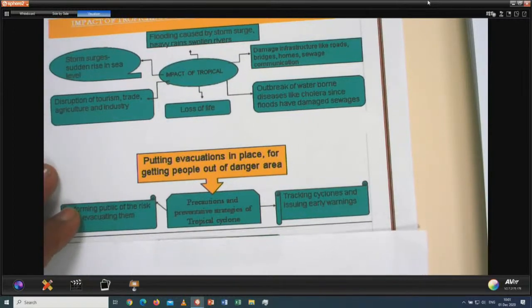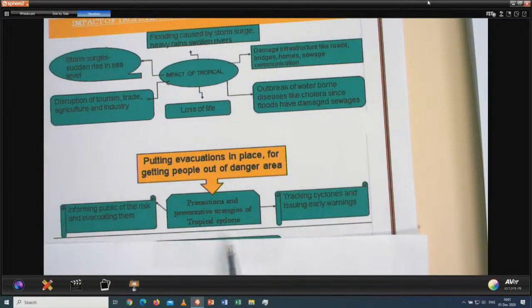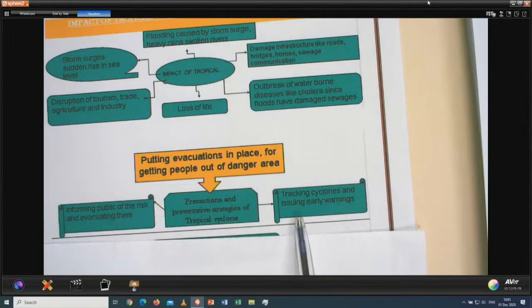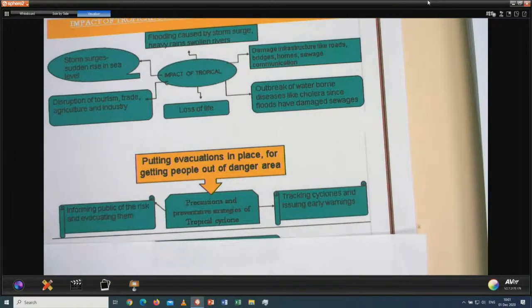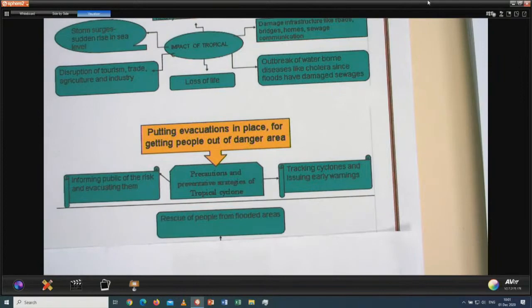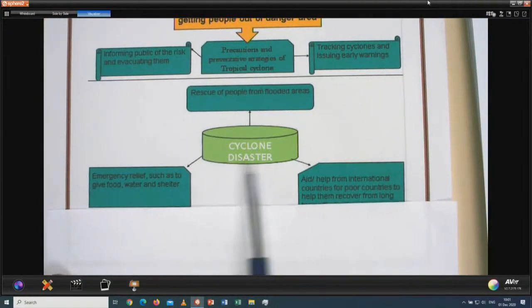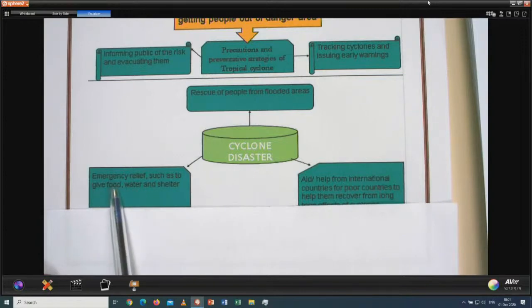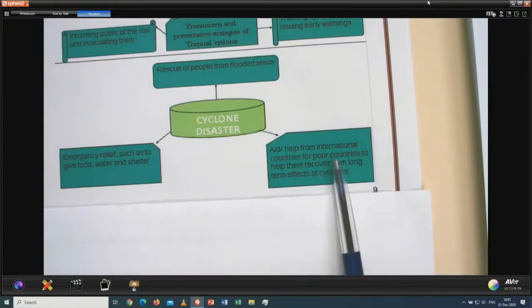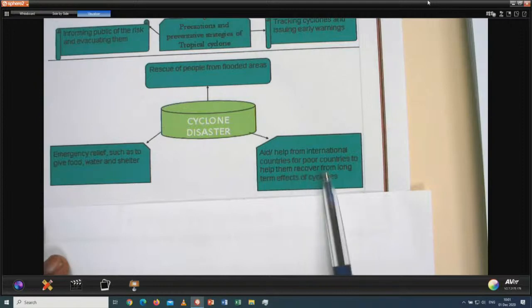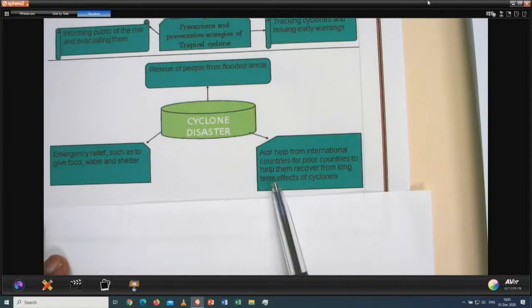Precautions and preventative strategies for tropical cyclones: tracking cyclones and issuing early warnings. It is important that people are warned beforehand that the cyclone is coming. Rescue of people from flooded areas. We are moving to cyclone disaster management. Emergency relief such as food, water, medicine, and shelter. Aid or help from international countries for poor countries to help them recover from the long-term effects of cyclones.